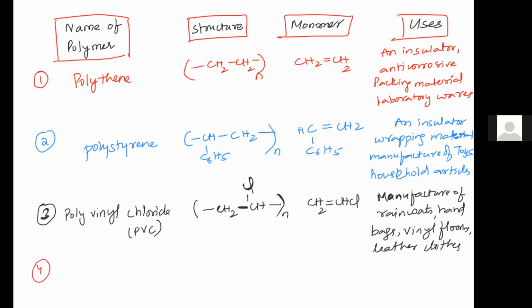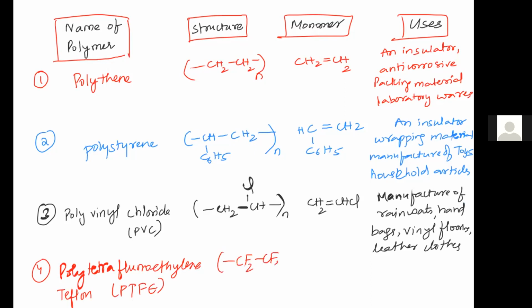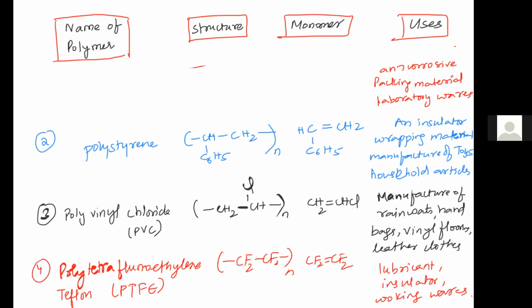The fourth one is polytetrafluoroethylene, which is called Teflon, also called PTFE, whose monomer is CF2 double bond CF2. Uses are that it's used as a lubricant, insulator, and cooking wares. That's it. I'll keep clearing the first one, then second, and so on.